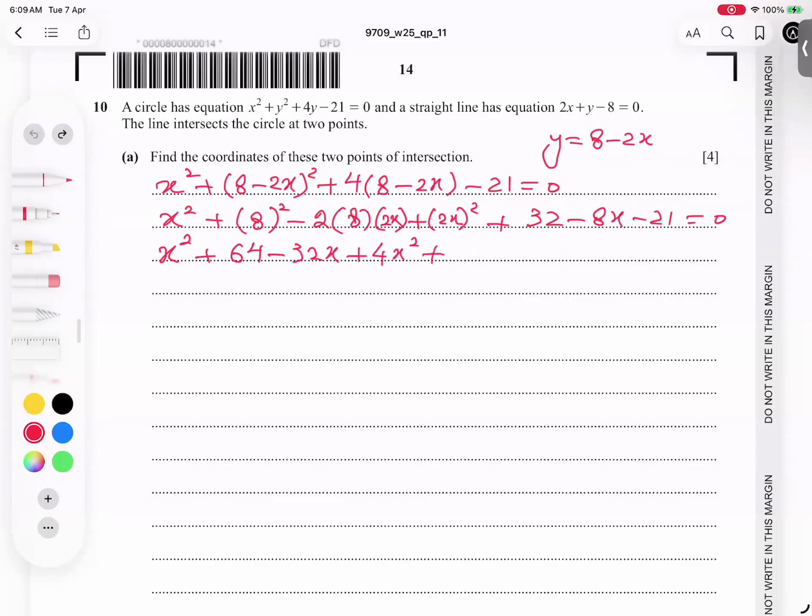And if I check it here, 32 minus 21 gives us 11, plus 11 minus 8x. So the final form is 4x square plus x square, we get 5x square. And 32x and 8x give us 40x. And from 64, when you add 11, it gives us 75. I think up till here it is clear, students.